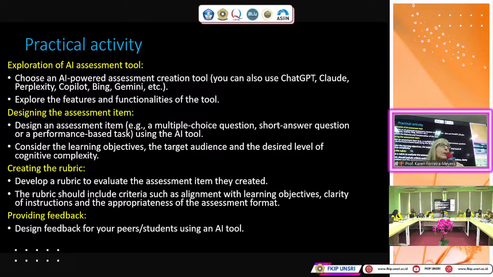Then you will create a rubric, again using your AI tool. That rubric will then be used to evaluate what the learners submit. So there should be criteria like alignment with the learning objectives, clarity of the instruction, appropriateness of the assessment format. And then you will also include the feedback.